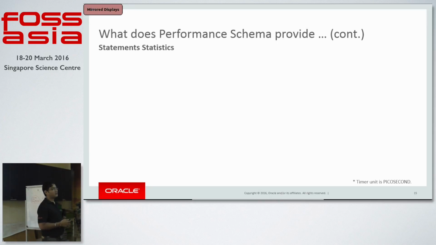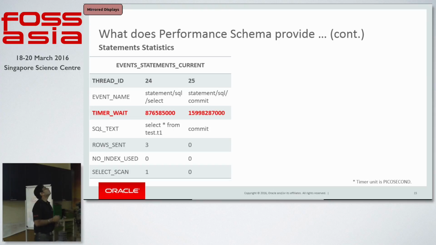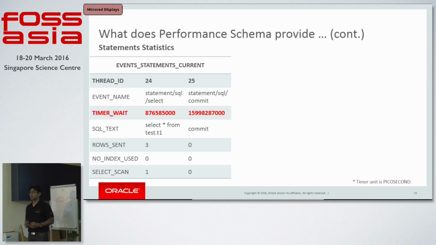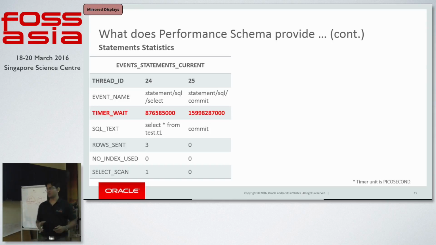In performance schema, we have a table called events_statements_current. This table keeps the statistics of the latest statement executed or being executed by any thread. Let's see. I can see from thread 24, that is our first connection, and thread 25, that is our second connection, the last statement executed is select, and here the commit. And the SQL text was select star from test.t1 and the commit. And this is the time it has taken. So we can see at any given point of time what is the latest statement executed by any thread in performance schema.